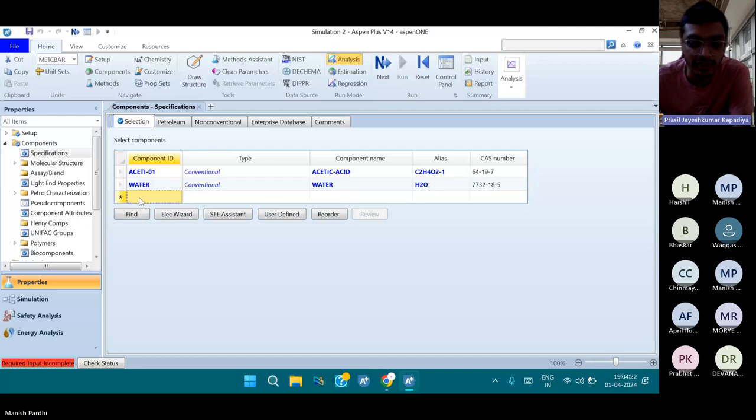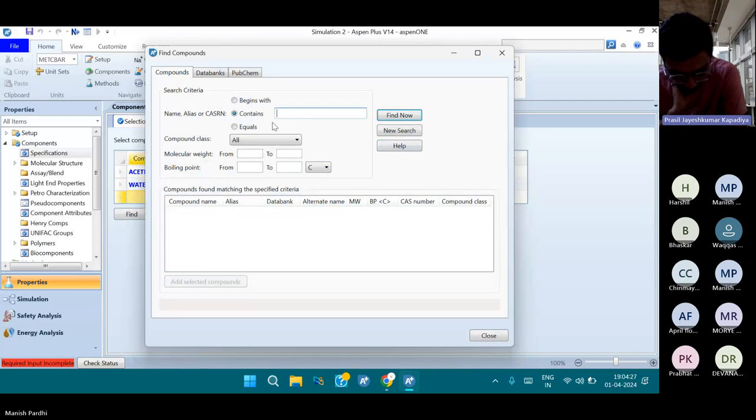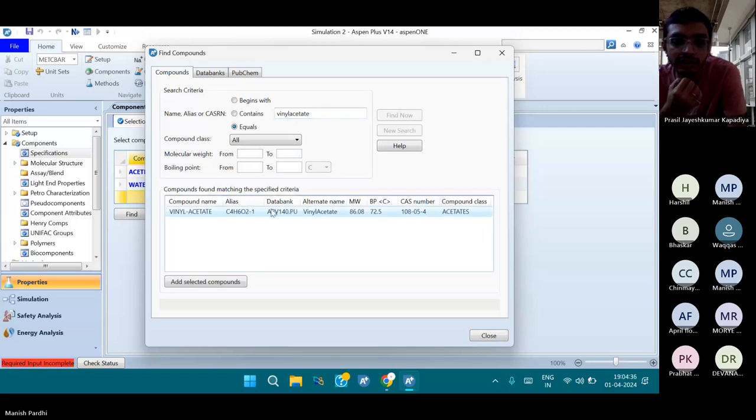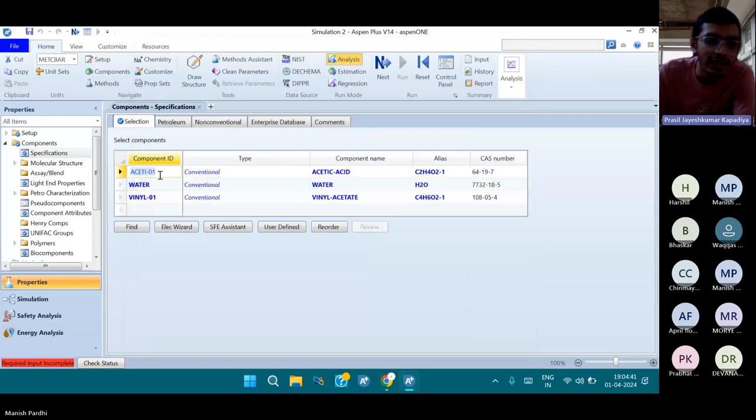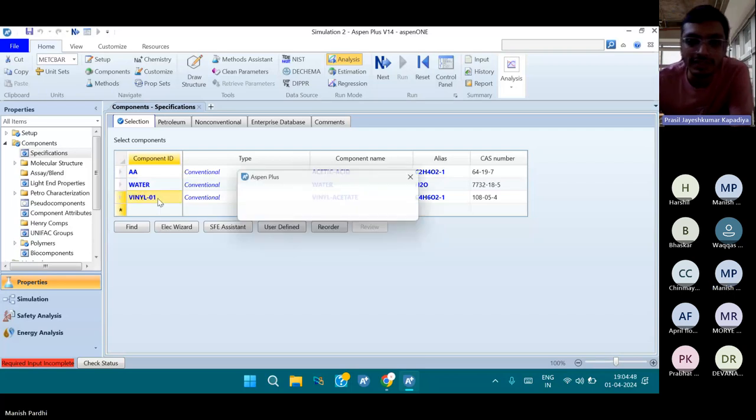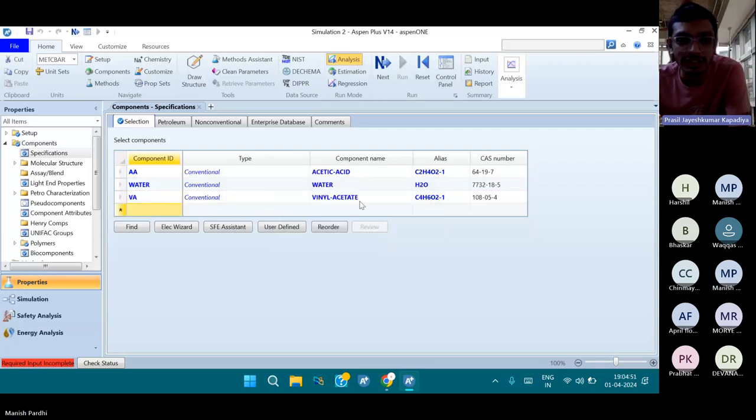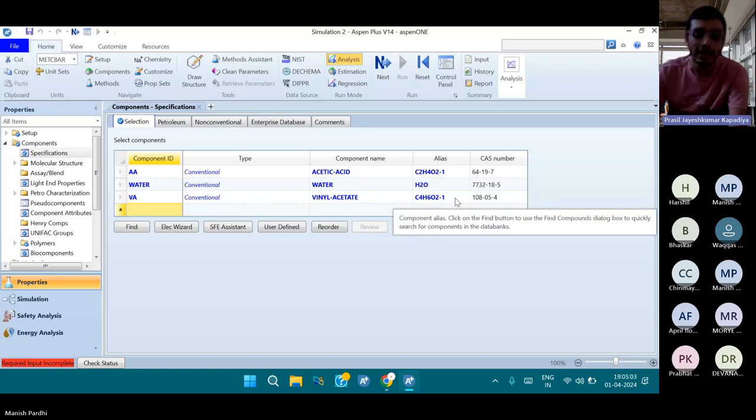So see, here you can see vinyl acetate. You will have to go to find option and write vinyl acetate. Okay, rename it AA and BA. Okay, so see, you can see C2H4O2/1. So this is something different. I guess you can add from here direct component name, but alias won't work all the time. Okay, next.